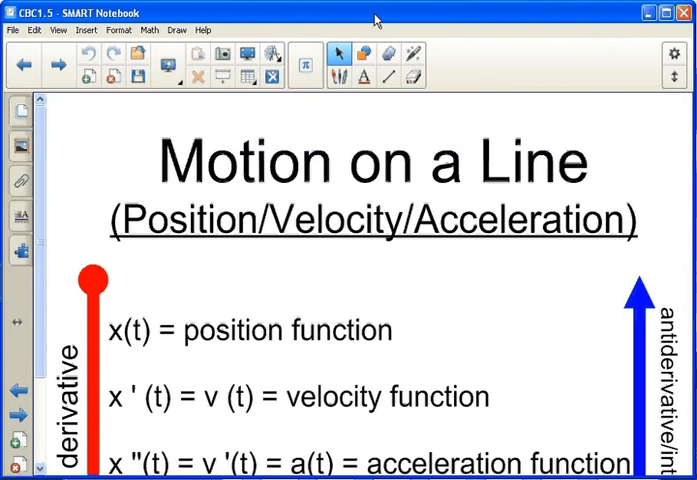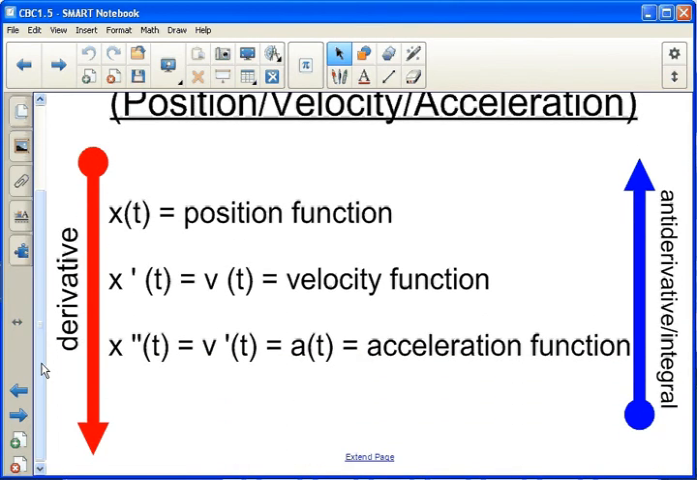Today we're going to talk about motion on a line. You may be more familiar with calling this position, velocity, and acceleration problems. In calculus, they often call this motion on a line. But there are three main functions you need to worry about, and that's the position function, the velocity function, and the acceleration function.